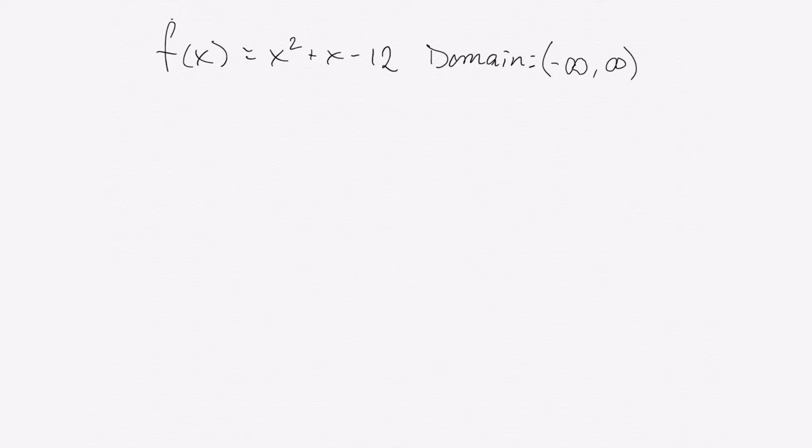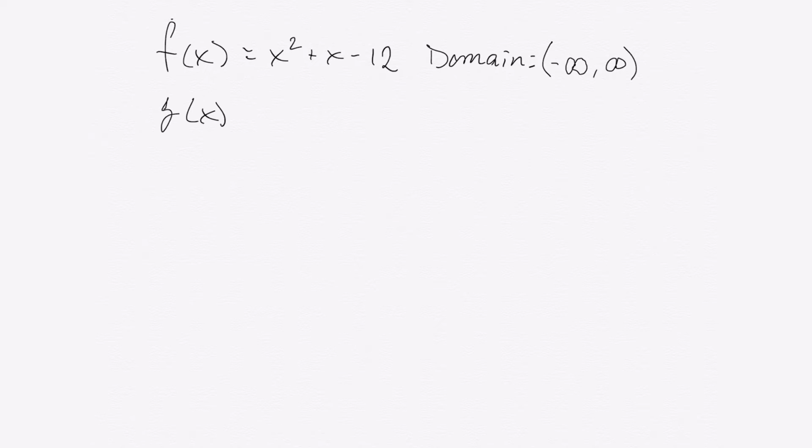First of all, let's look at this function f of x, which is equal to x squared plus x minus 12, and I want to ask about the domain of this function. The domain, when we're talking about x values, is one way we can describe what x values we are allowed to plug into the function that are not going to cause anything to go wrong. In this particular function, there are no restrictions on x values. We can plug in any value from negative infinity up to positive infinity.